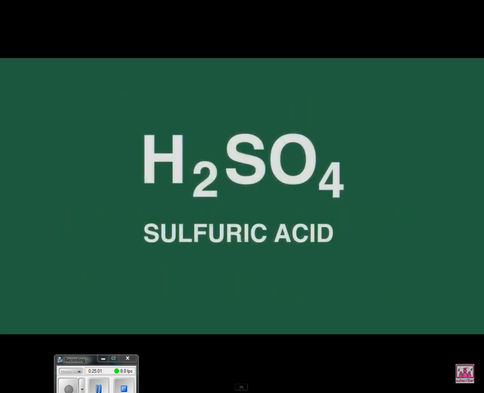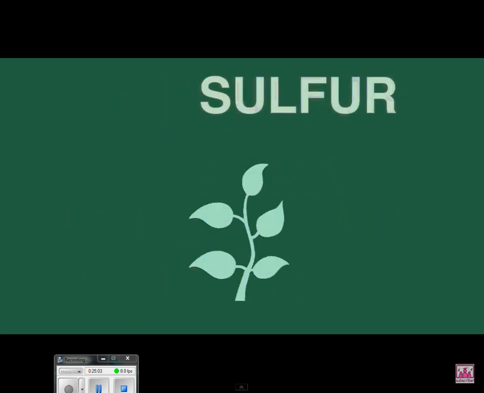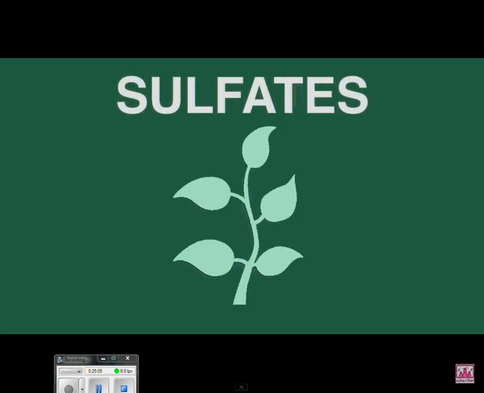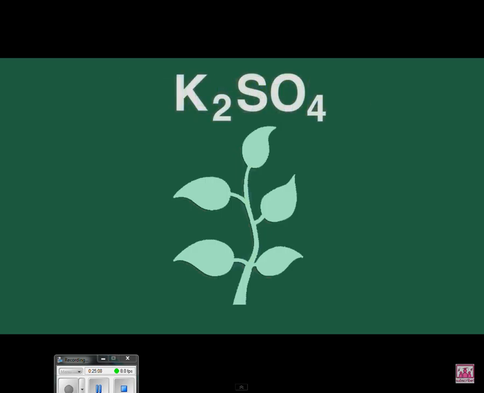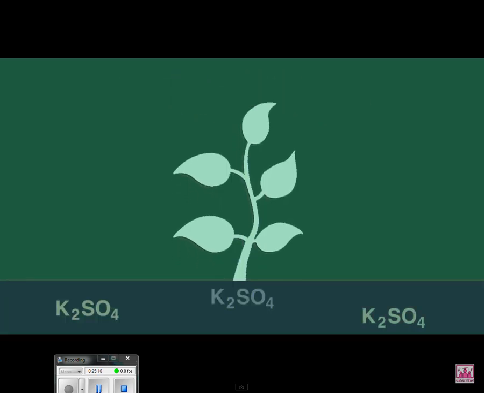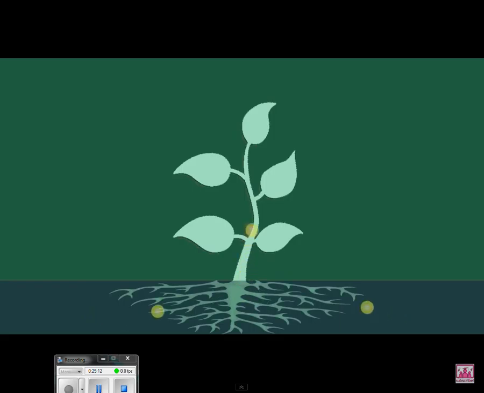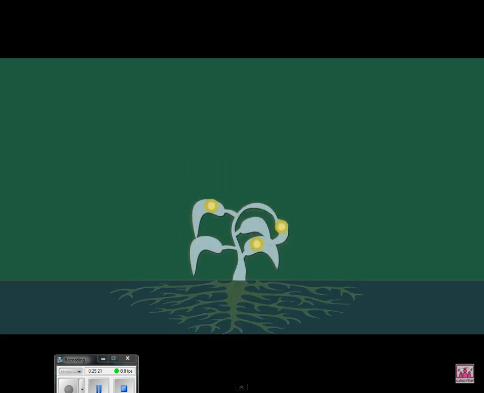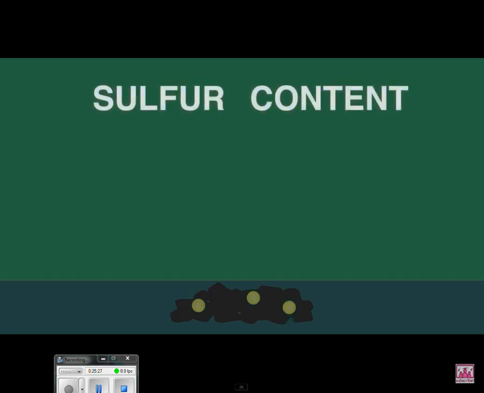We'll consider sulfuric acid first. Plants need a little sulfur to grow. They obtain it from sulfates, for example potassium sulfate, found naturally in the soil. The sulfates are taken up by the plant's roots, and sulfur atoms become bonded to carbon atoms in the leaves' proteins. When plants die and eventually form coal and oil over millions of years, these sulfur atoms remain bonded to the carbon atoms. The sulfur content of coal and oil is usually between 1 and 4% by weight.